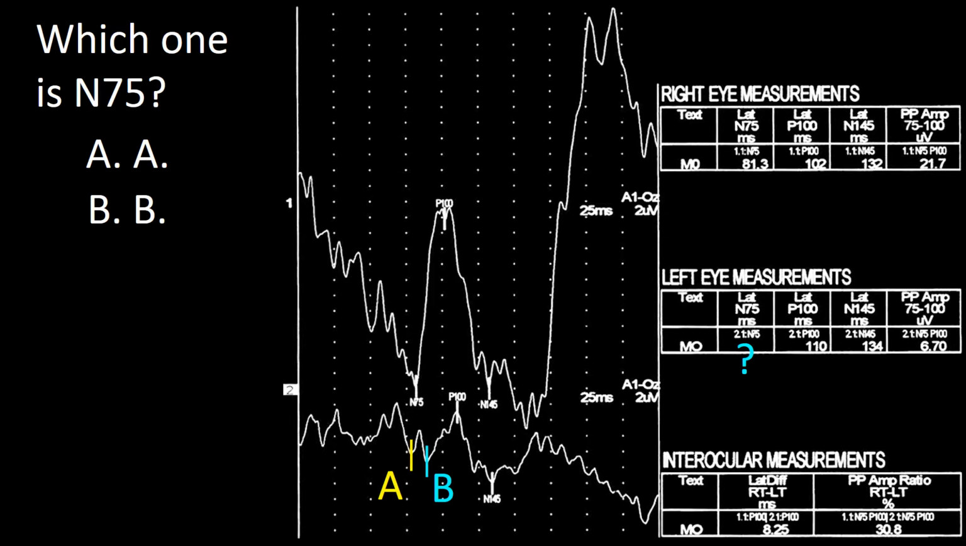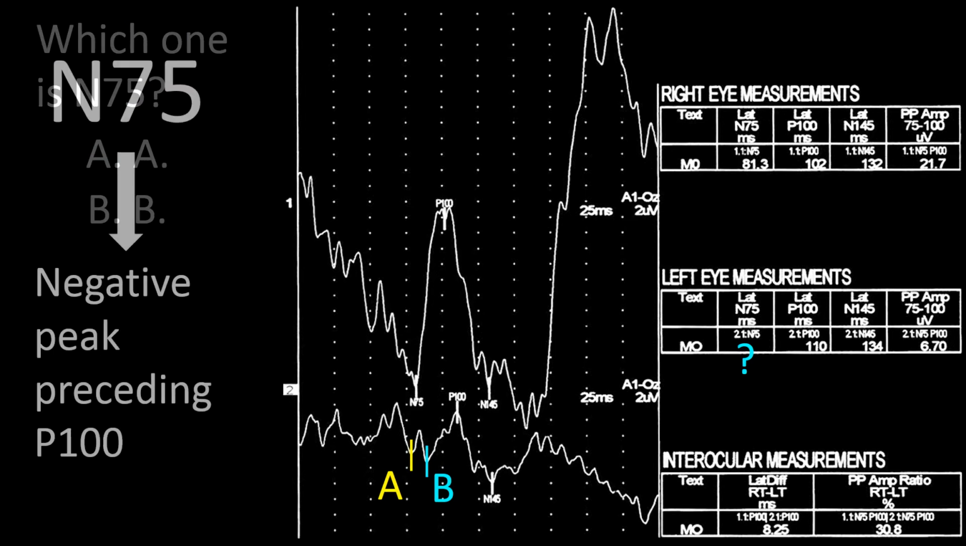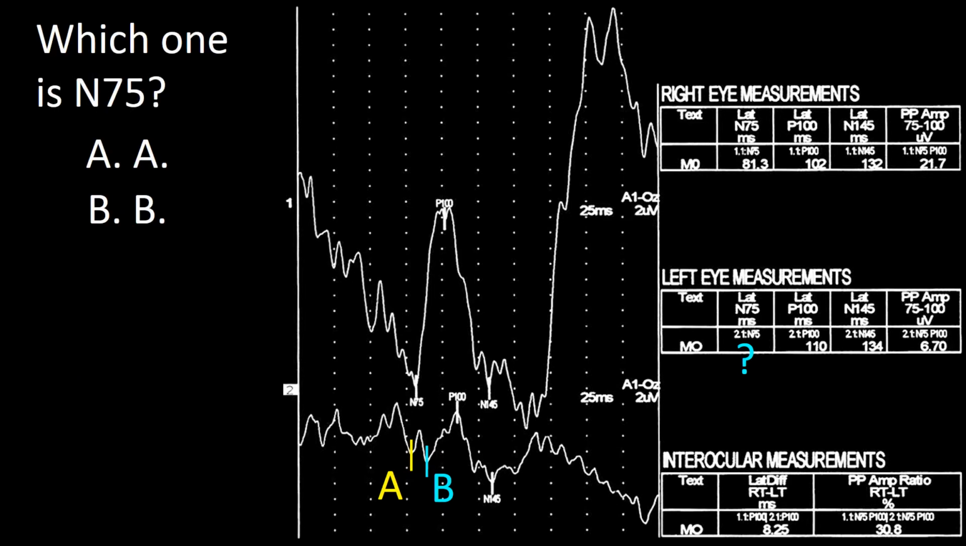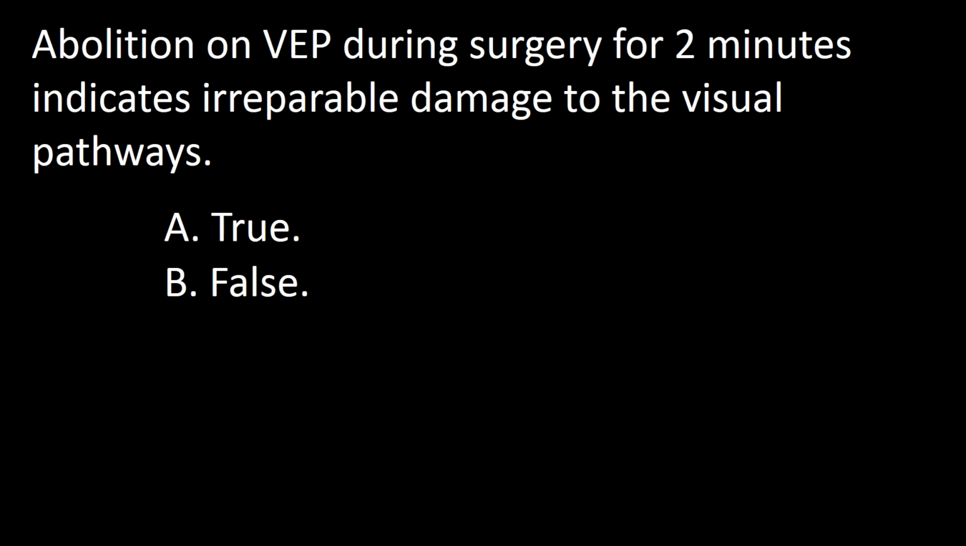Next question. Which of the following waves should be labeled N75? A. Wave A. B. Wave label B. N75 is the negative peak that precedes P100. So the answer to this question is B.